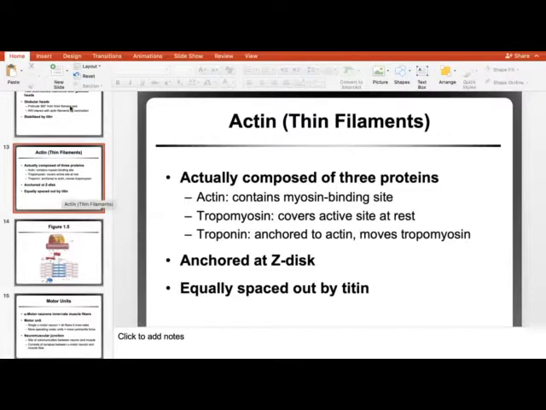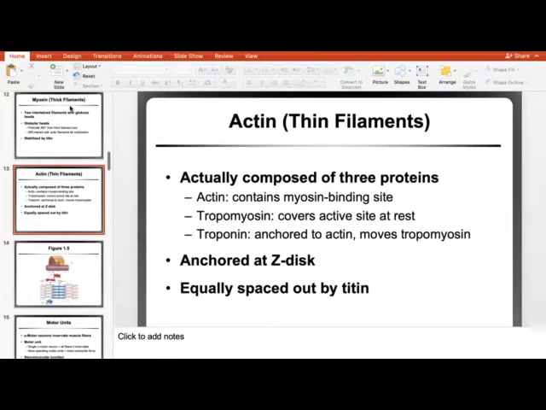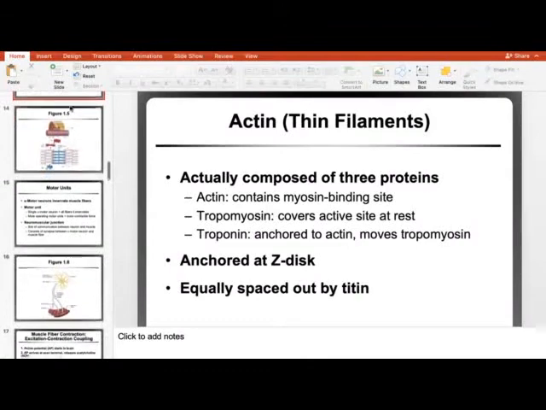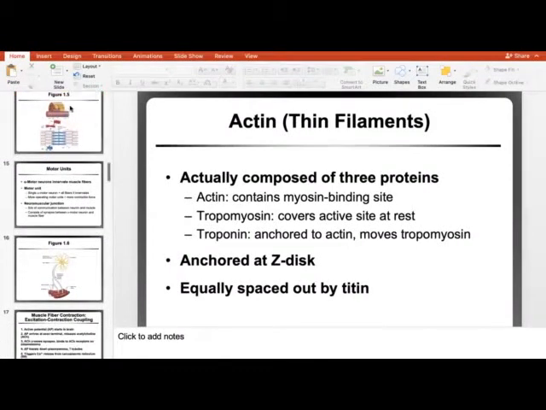So that's what actin and myosin is. If you've ever eaten a steak, you've eaten plenty of them.